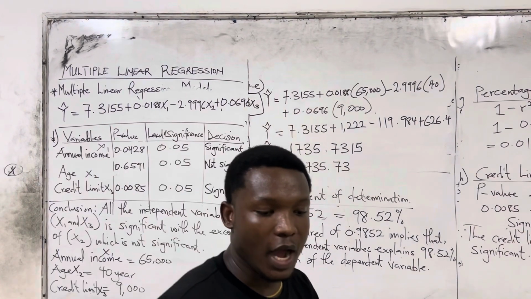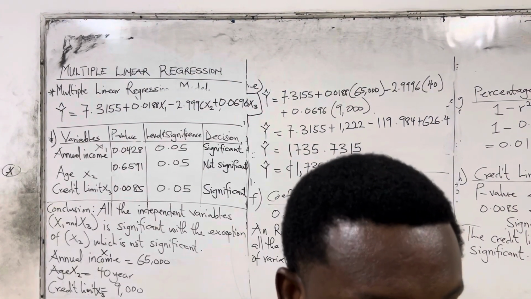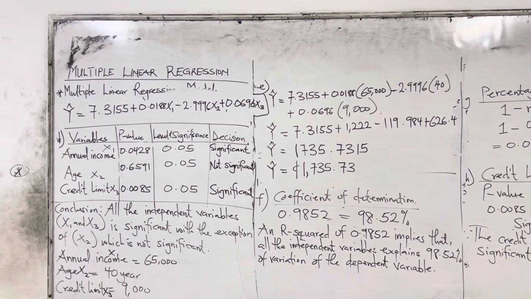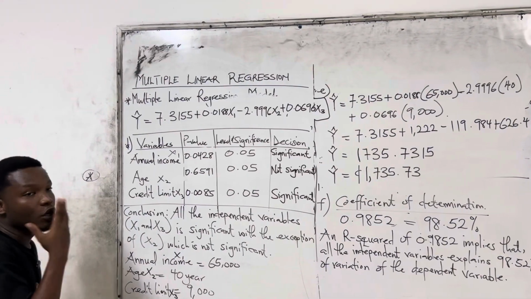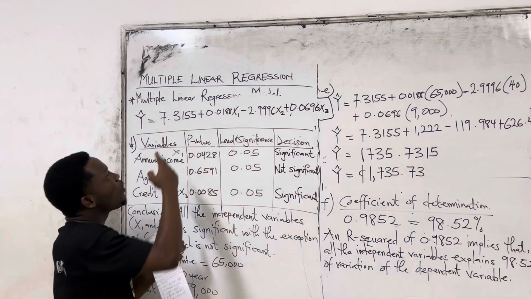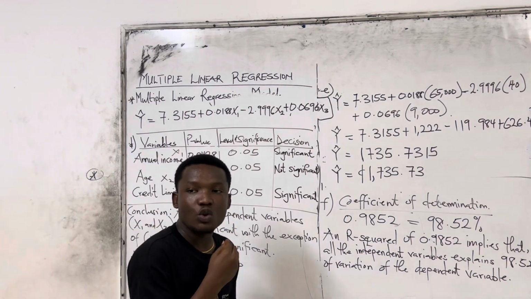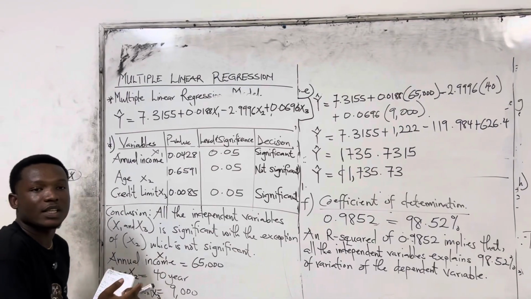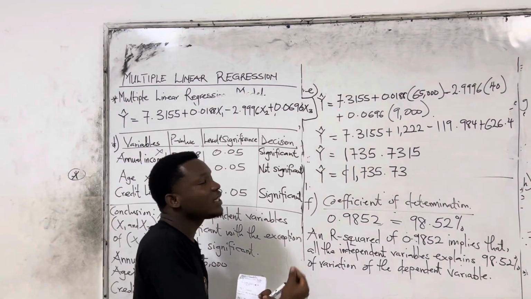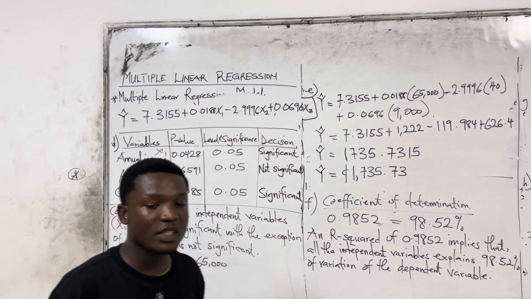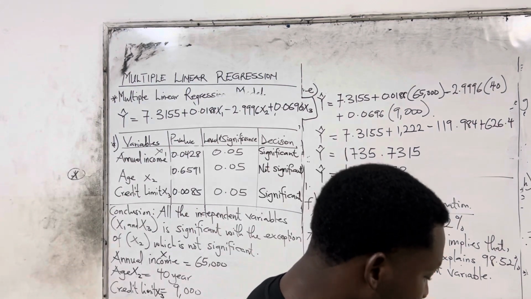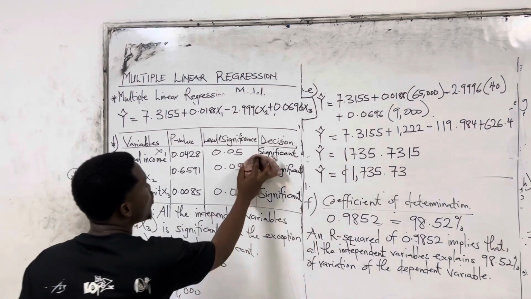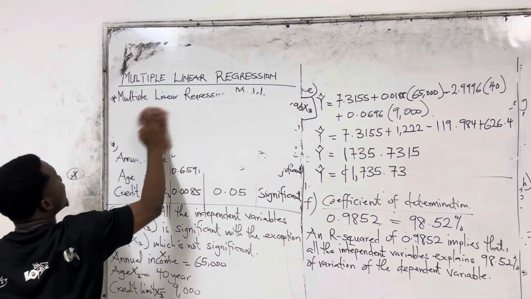So with this one, I will explain the one sample t-test, because I used the one sample t-test in solving this similar question. If multiple linear regression has been given to you and you don't know how to find the one sample t-test, it will be difficult for you to test for the level of significance in the question. So with this one sample t-test, I want to explain something.